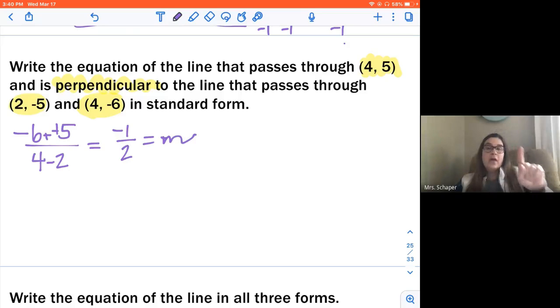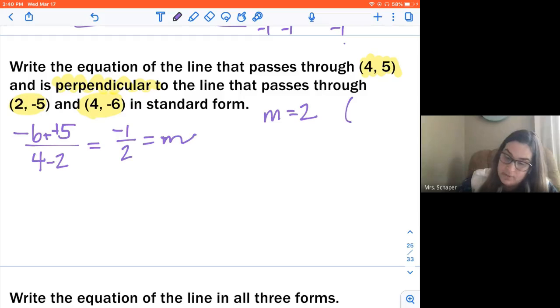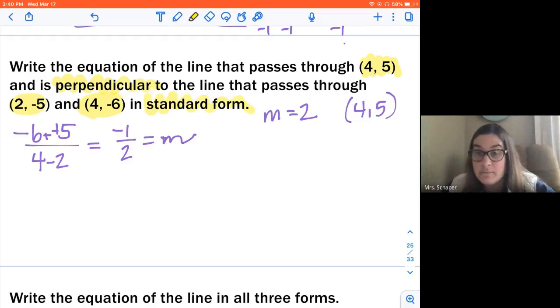Now, the line I'm going to write it for is perpendicular. That means I take the opposite and I flip it. We're going to take the opposite and flip it. So my new slope is 2. My ordered pair is (4, 5). And my goal is to get it in standard form, that ax plus by equals c. I'm going to start with it in point slope form because that makes the most sense for me.